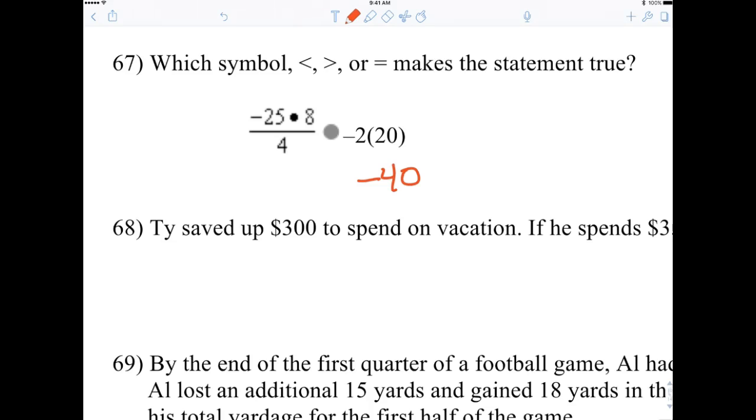All right? I can do this first. Make sure you're seeing. It would be better for me to do 8 divided by 4 first, right? And what's 8 divided by 4? 2. Now you multiply 2 times negative 25, which is negative 50. Now you're comparing negative 50 to negative 40, and negative 50 is less than.